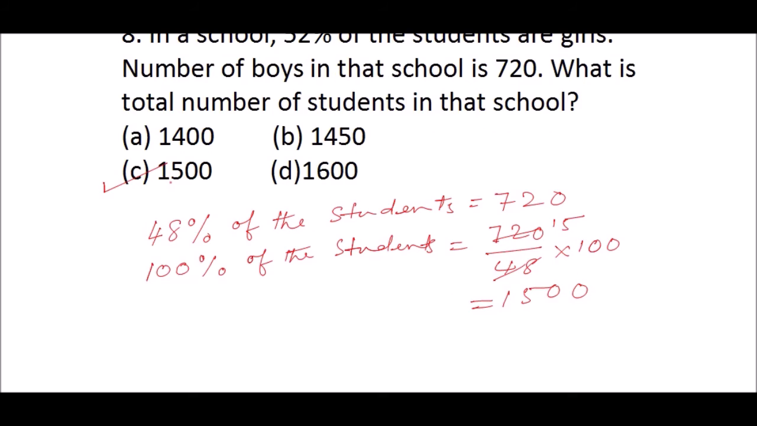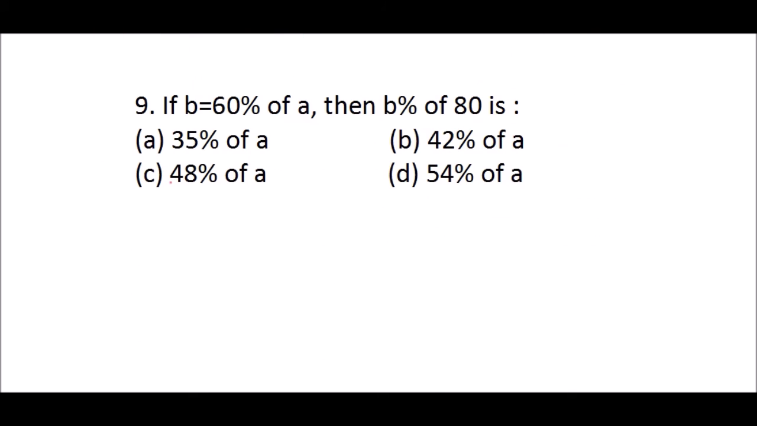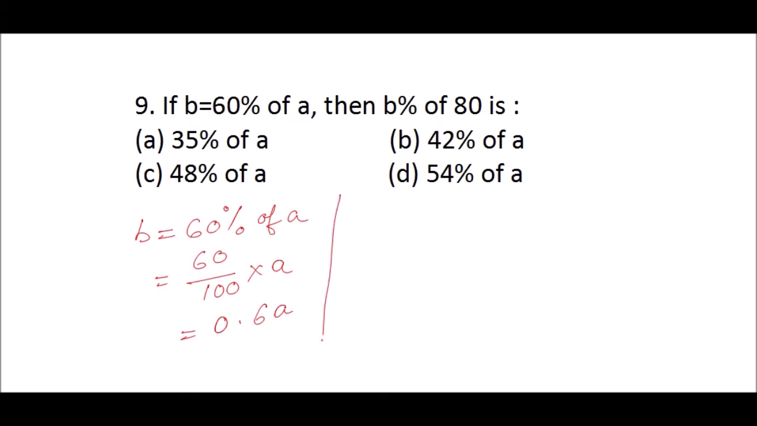Next problem is, B is equal to 60% of A. You convert 60% into a fraction, 60 divided by 100 multiplied by A, and that gives you 0.6 A.